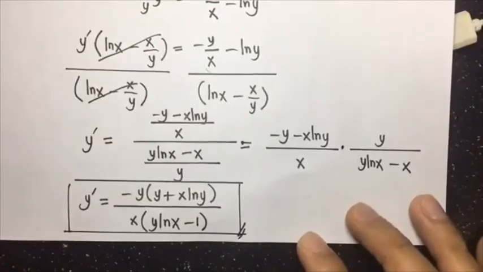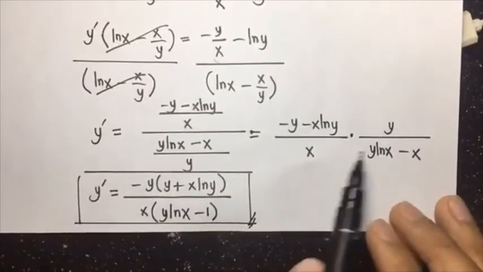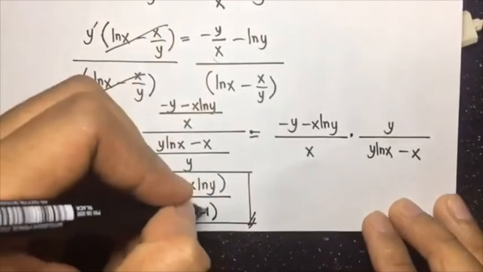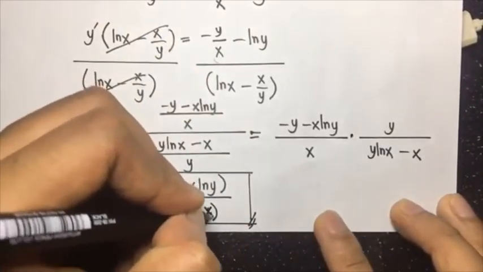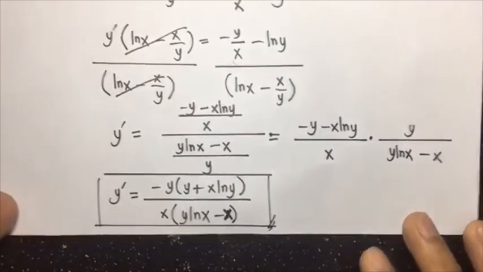So sorry, there was a slight mistake. So we have x times y ln of x minus x. Okay, so this is x.